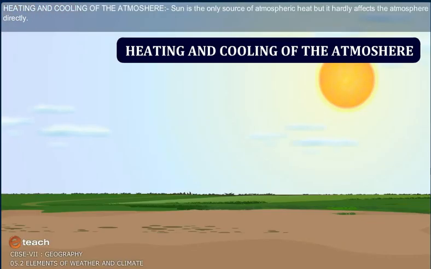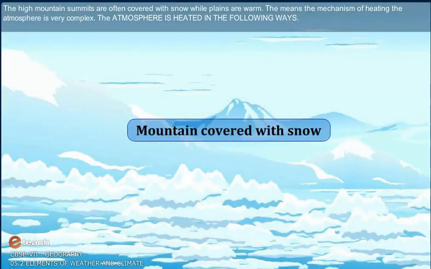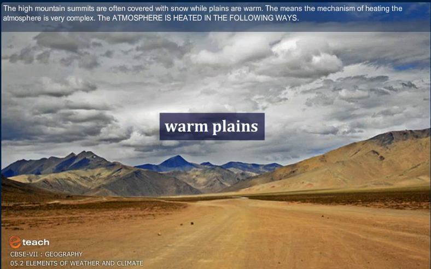Sun is the only source of atmospheric heat, but it hardly affects the atmosphere directly. The high mountain summits are often covered with snow, while plains are warm. The mechanism of heating the atmosphere is very complex. The atmosphere is heated in the following ways.